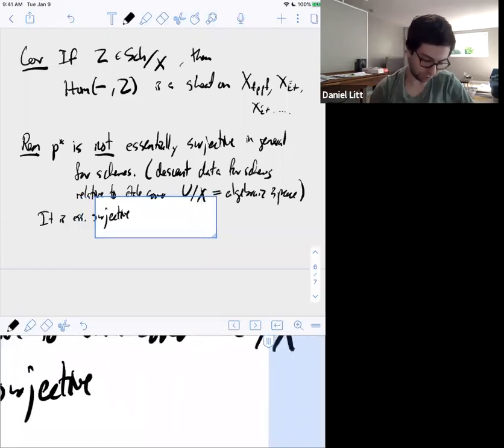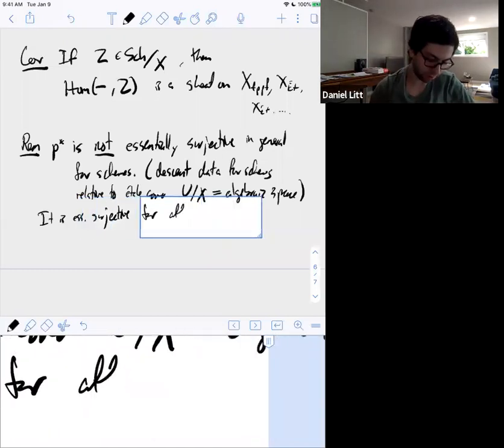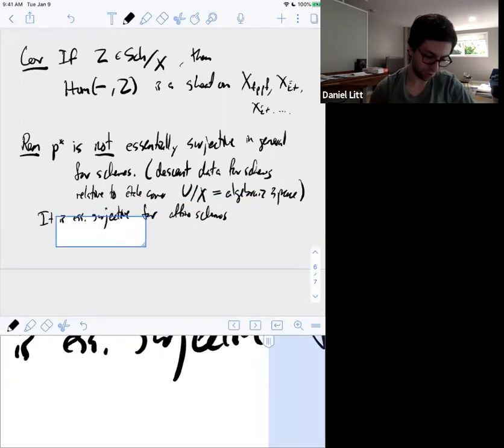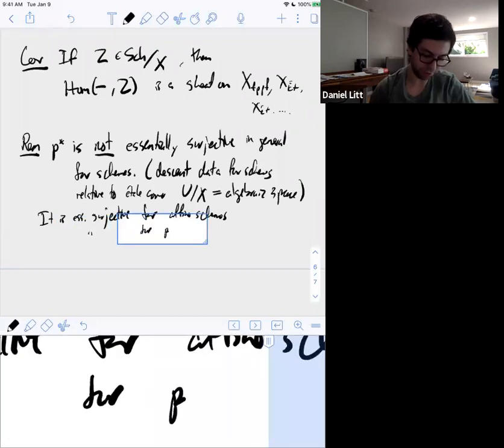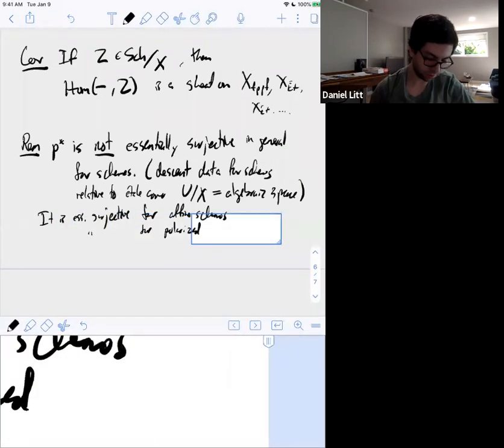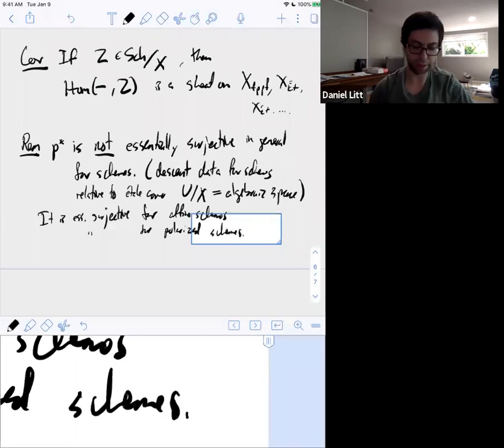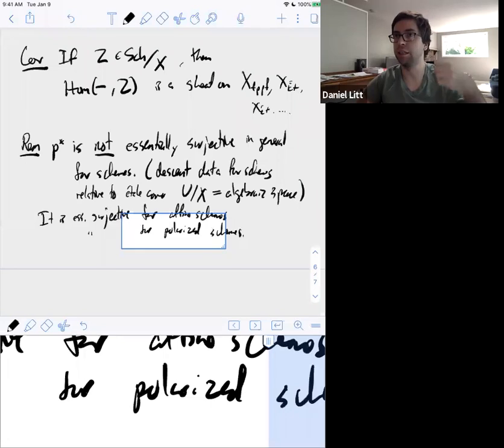It is essentially surjective for affine schemes. And it's also essentially surjective for polarized schemes. So what do I mean by that? I mean that if you have descent data for a scheme over U over X with an ample line bundle, so meaning you also give descent data for the line bundle, then you can actually descend the scheme. So you can descend projective varieties as long as you descend them with an ample line bundle. That's a fun exercise to work out.